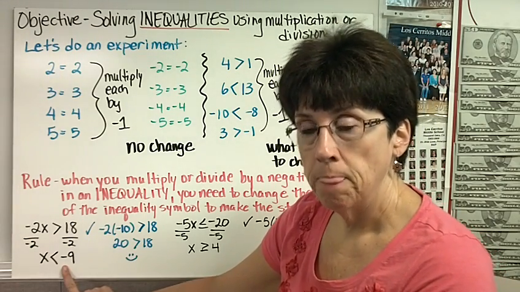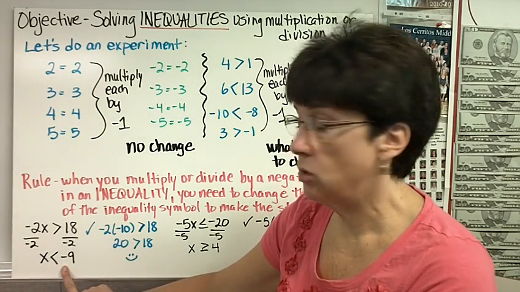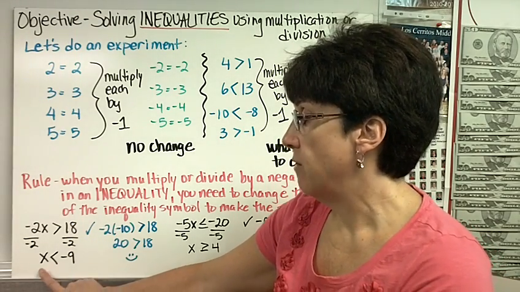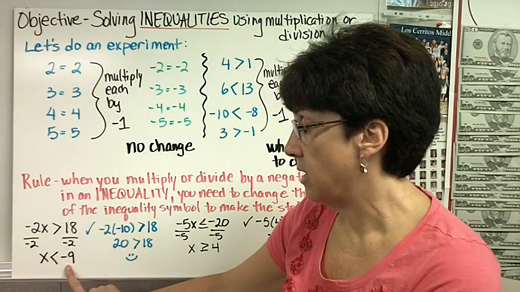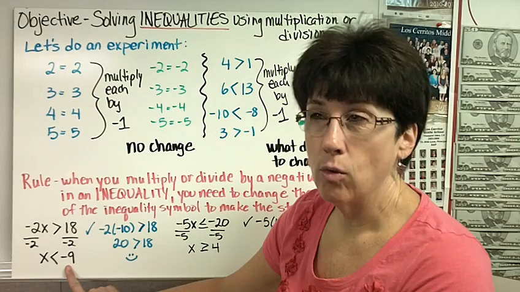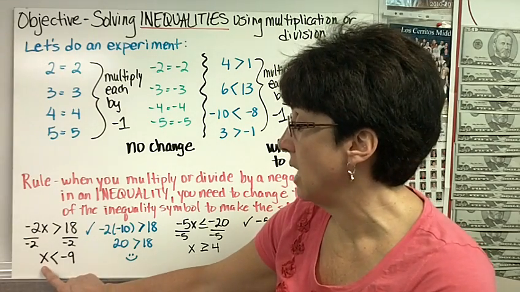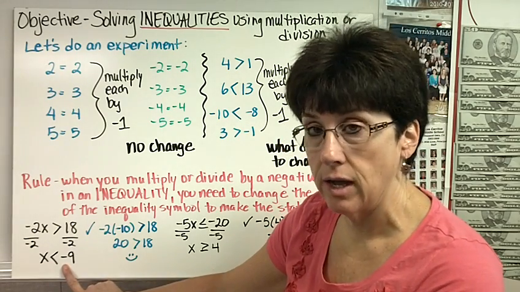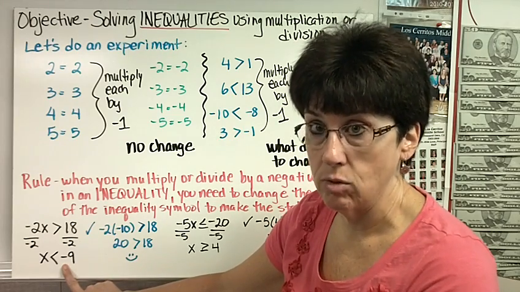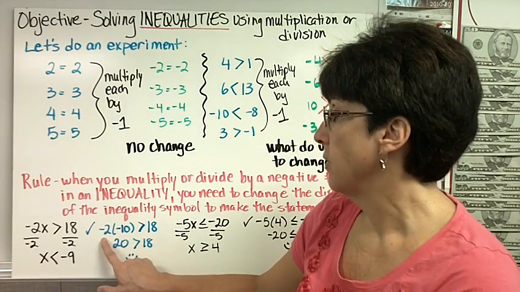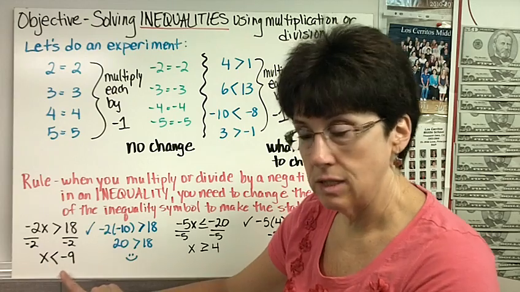Now let's check. Remember, the checks are different with inequality symbols. If it has an or equal to, you can pick the number that is our answer, but otherwise you need to follow the rule. So this says x is less than -9. So I'm going to choose -10, because -10 is a number that's less than -9. You have to choose a number that makes this true.